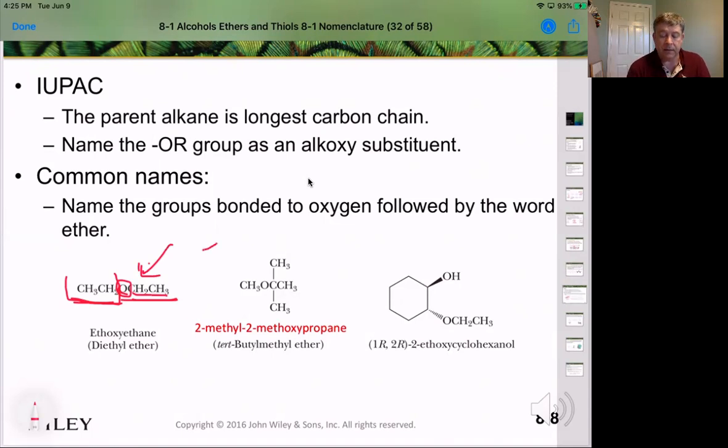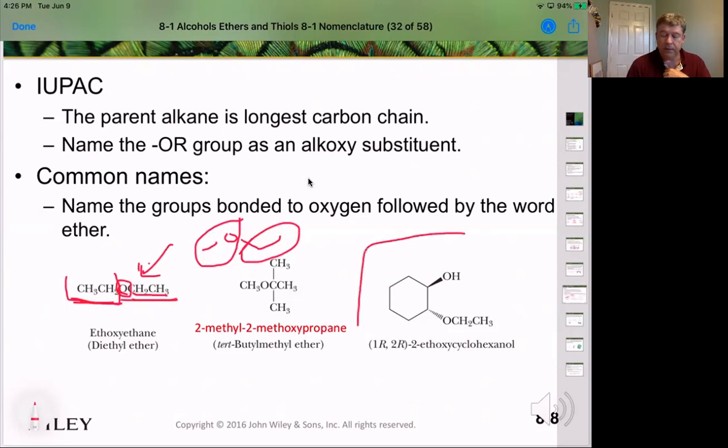If we did it slightly differently, so we had a methyl ethyl group here, we would have the longest parent chain be the ethyl, and then this would be our substituent as the methoxy. So we'd call this methoxyethane. In common names, we'd name each of the alkyl groups first. So it'd be ethyl methyl ether.